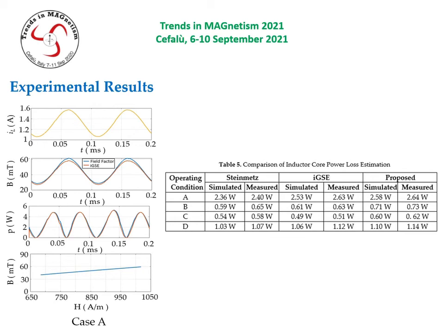All the results are summarized in table 5. In particular, we can see that the proposed approach usually gives a higher estimation of core losses compared to the other approaches. This is due to the fact that the proposed approach takes into account also the non-uniformity of the induction inside the core, which substantially produces an increment of the core losses.